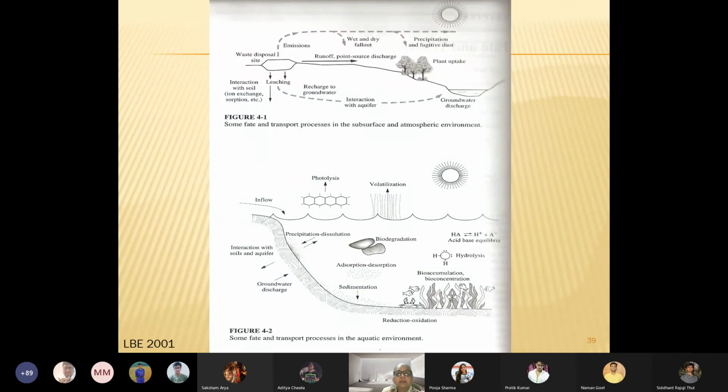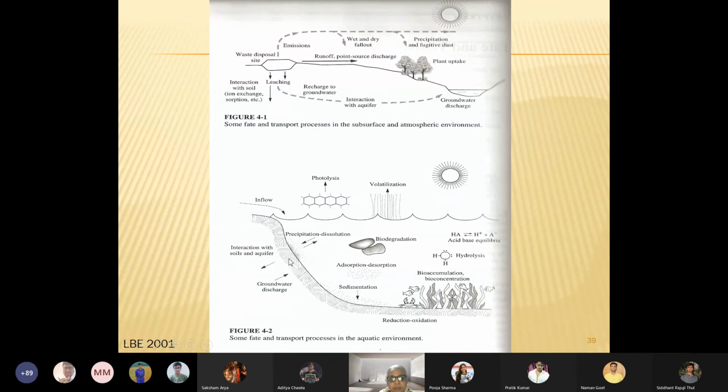Then the next one is fate and transport. So I've mentioned all of these things. So you have a landfill, you have leaching from the landfill, it will pollute the groundwater. Any runoff from the landfill will end up in the surface water body. It will affect the plants, it will affect the soil, all of that. And then there are emissions from the landfill. These will enter into the atmosphere. You have wet and dry deposition that will come down either with rainfall or with particulate matter and fugitive dust. So this is one example.